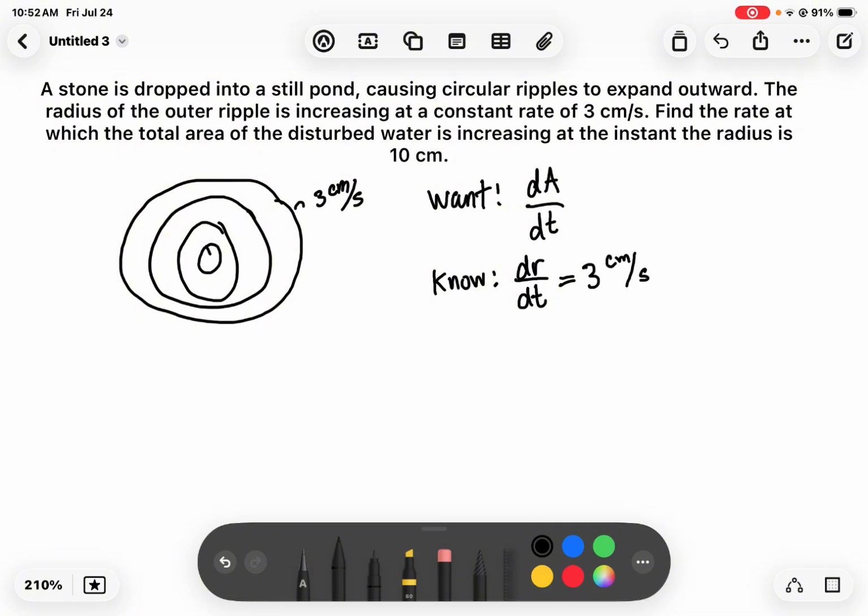Do we know anything else? We also know that the instant we want is when the radius is equal to 10 centimeters. So we know that we want r to be 10 centimeters. That's when we're interested. In this case, it's pretty easy, right? We simply need to apply the area of a circle. So the area of a circle is area equals pi times r squared.